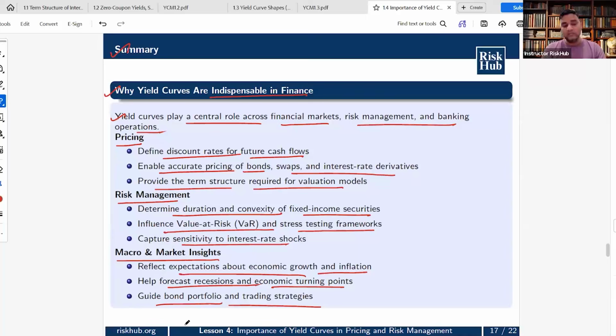So the slide groups the lesson into 3 headings: pricing, risk management, and macro and market insights. That's what we need to know. Okay, so it's very self-explanatory. You can read it. Okay.